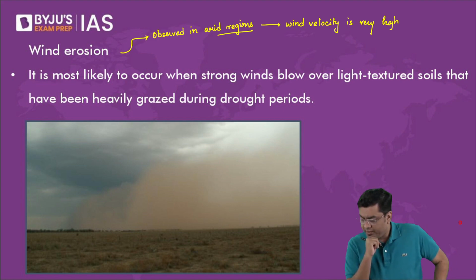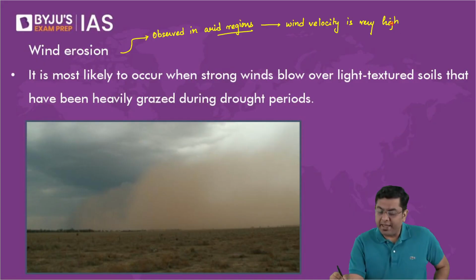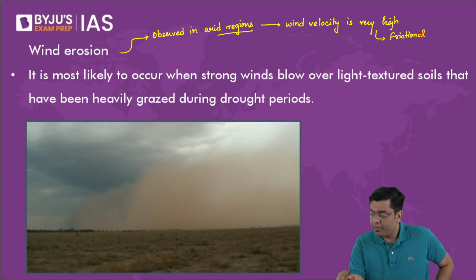Audio is fine? Good. So the wind velocity is very high in the arid areas. Why? Because the force of friction experienced is less. Frictional force is very less.